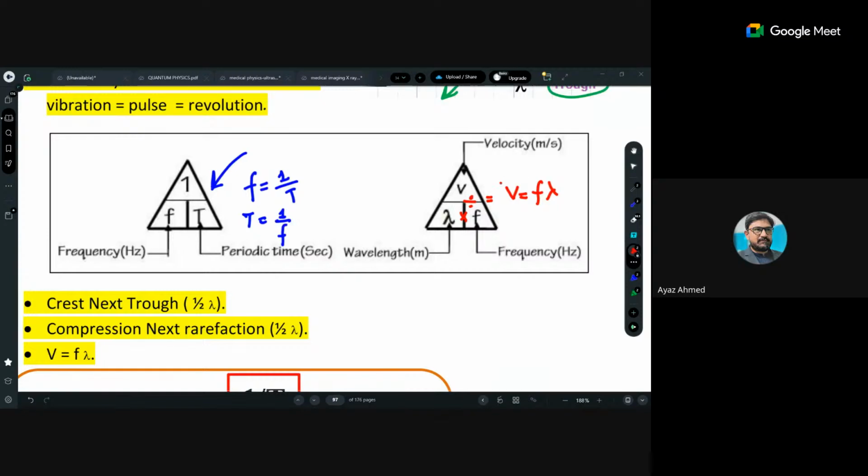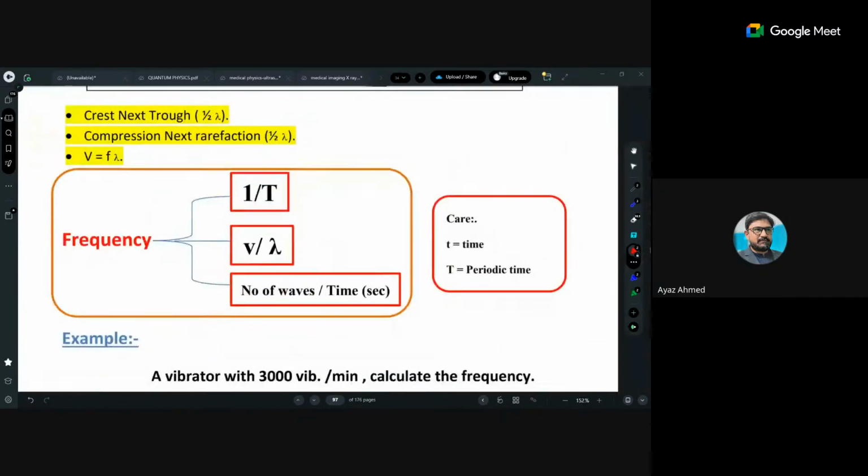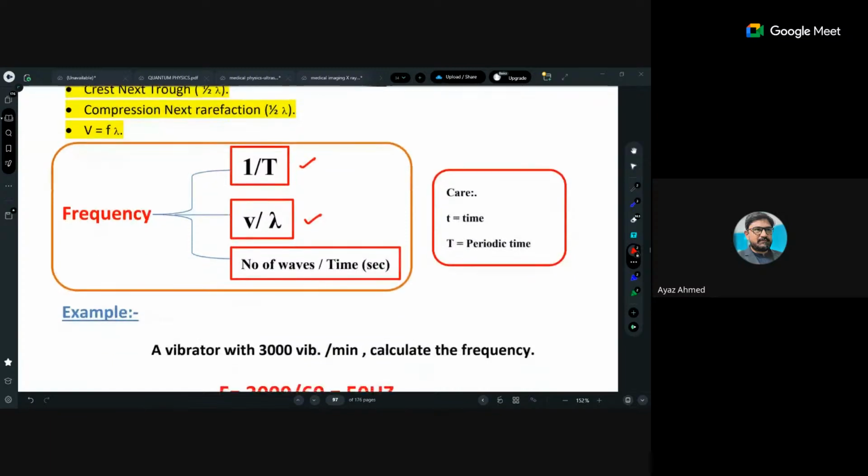So what do you have to remember? Simply v is equal to f lambda and f is equal to 1 upon T. Frequency is 1 upon T and frequency is also v upon lambda. The general definition of frequency is the number of waves divided by time taken. Is it clear? Yes, sir, clear. Small t is the total time taken and capital T is the time taken by one wave. So that is the time for a single wave. Okay.